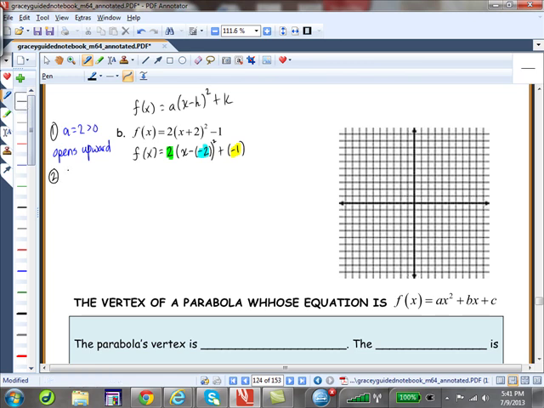Secondly, we needed to find our vertex. Well, we already identified the components. The vertex, remember, is h comma k. Well, this is equal to negative 2 comma negative 1. Again, this was our a, this was our h, and this was our k.